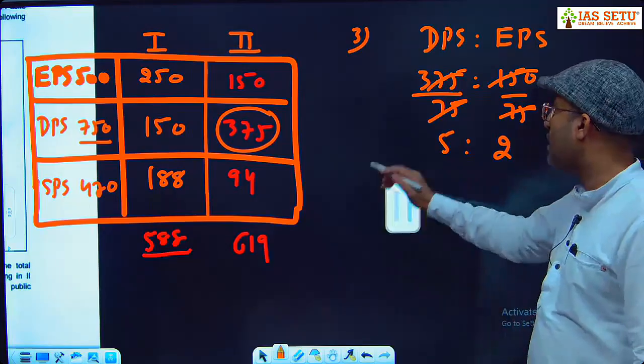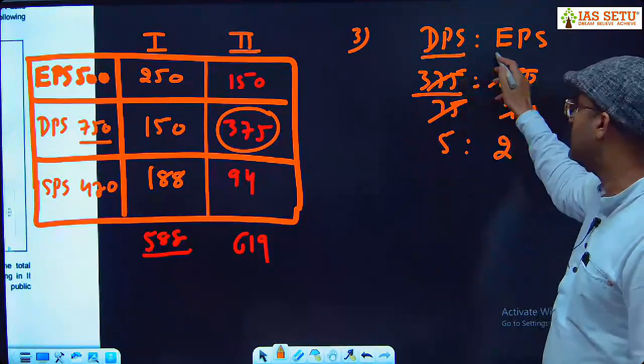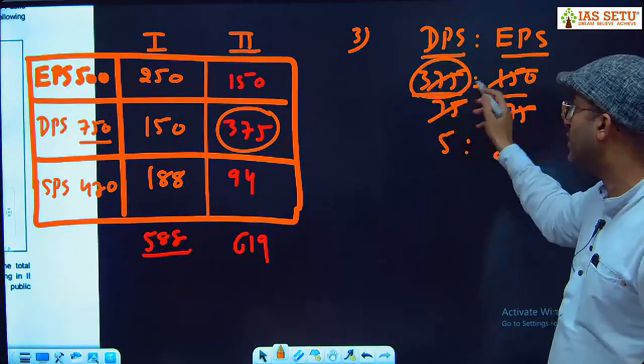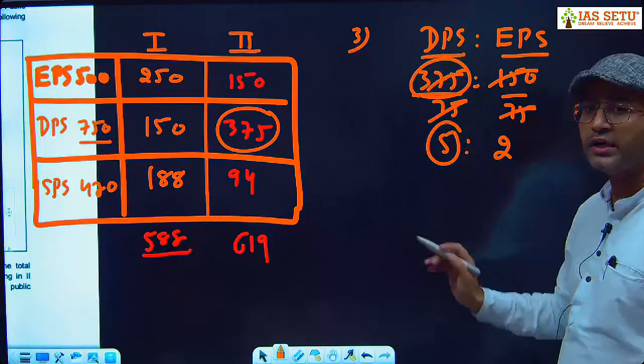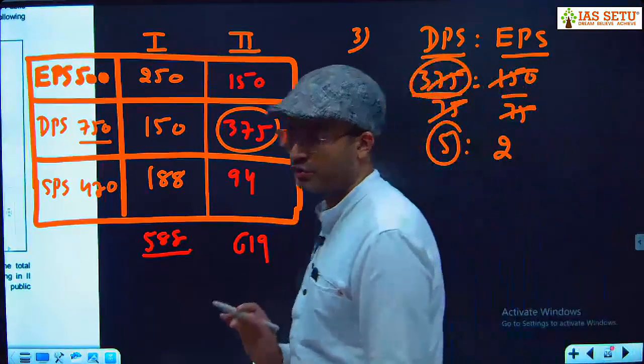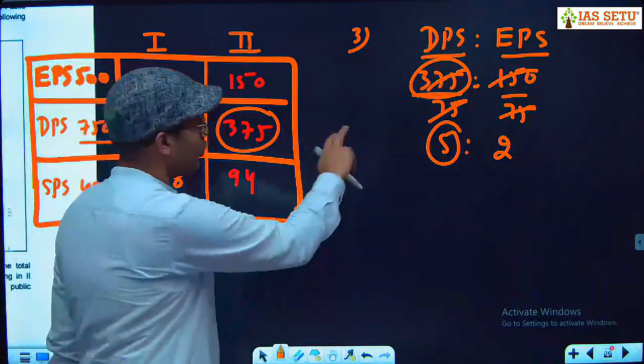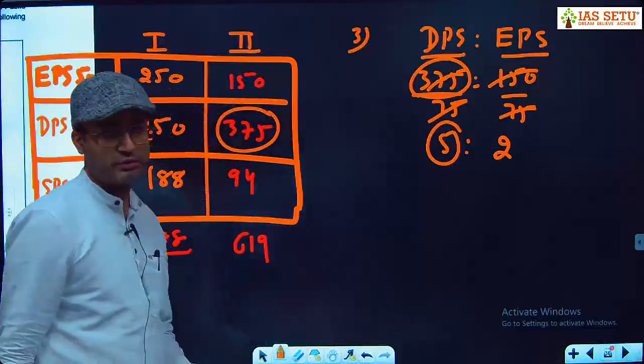आप चेक करना, it is a second division DPS, second division EPS. Left side value is DPS, which is 375. So left side value is more. Correct answer is 5:2, not 2:5. Left side value बड़ी है तो 5:2 correct answer है. तो question number 3 answer is 5:2.